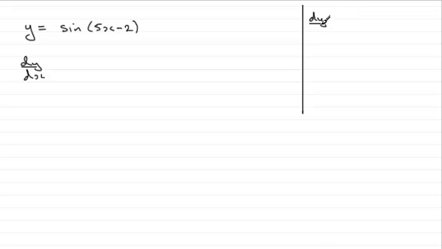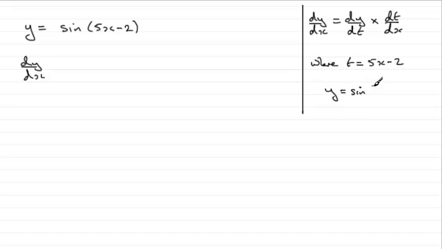It is that if you want to find dy by dx, you can say that this is dy by dt, say, as long as you multiply it by dt over dx. You must have the same value here. It's as if they cancel out and just return dy over dx. And in this example, we'll say where t is 5x minus 2. And so that means that y is equal to sine t.